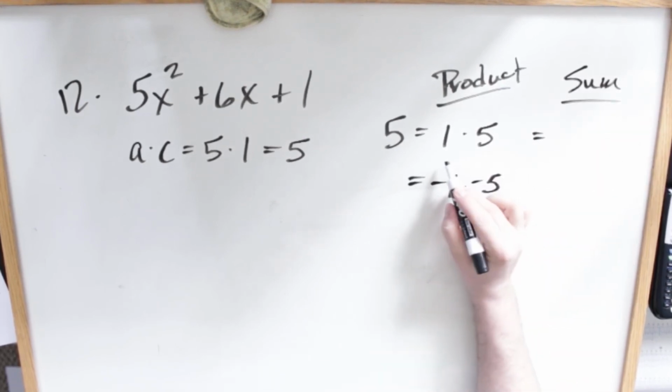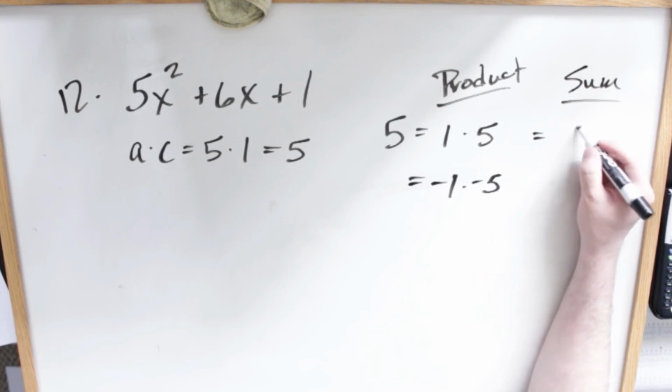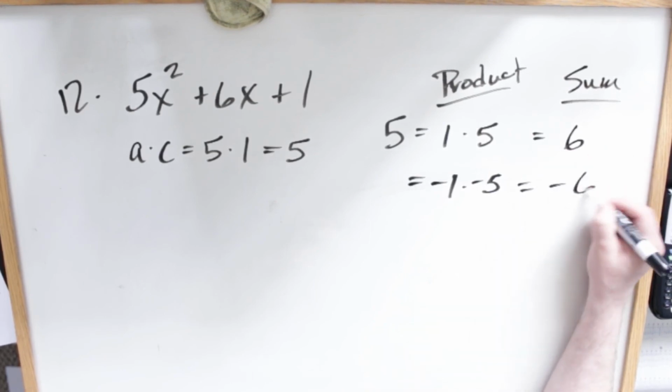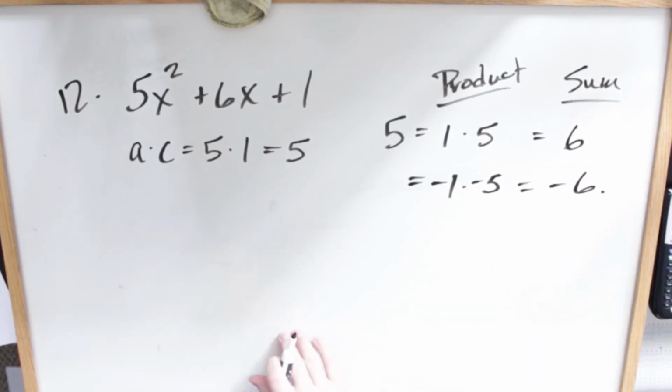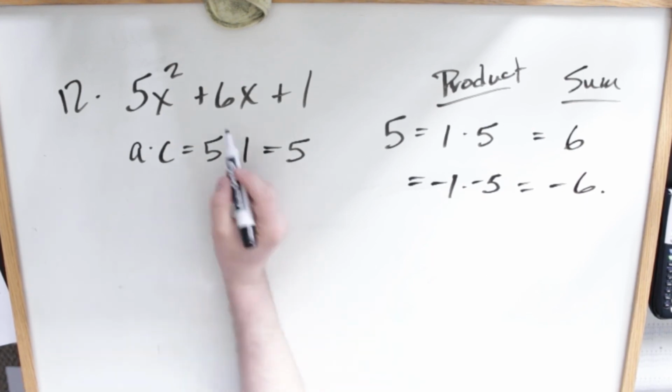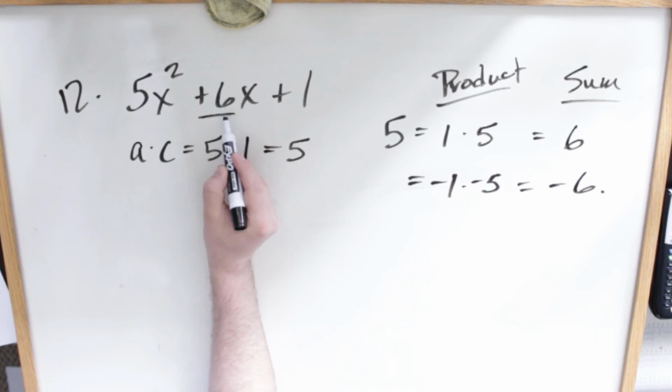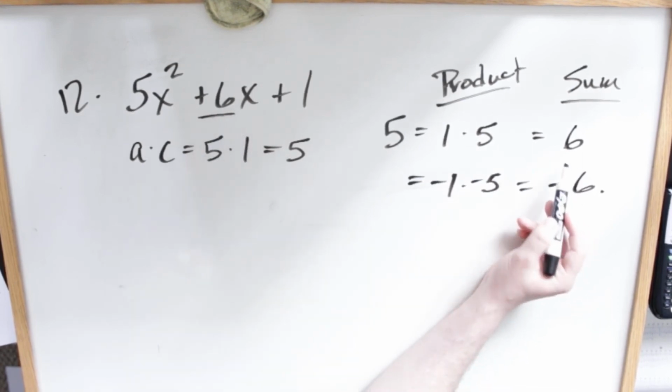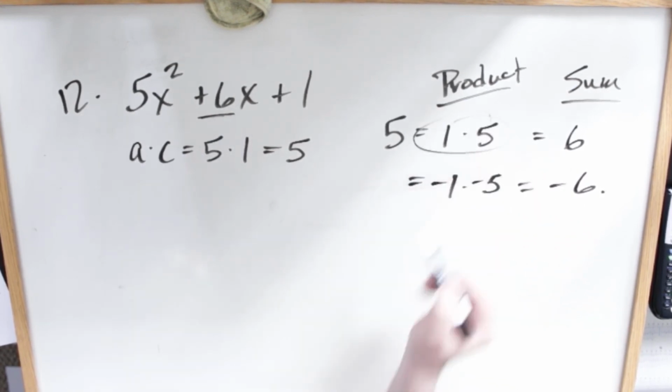So now we do the sum. I'm going to add these up. So 5 plus 1 is going to be 6. This is going to be a minus 6. So now what we're doing is we're looking for the middle term here, and which of these is going to match that? Well, that's going to be this first part right here. So the 1 times the 5, the positive numbers right there, are going to be our factors.